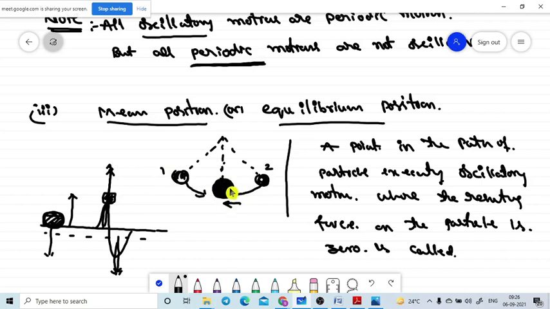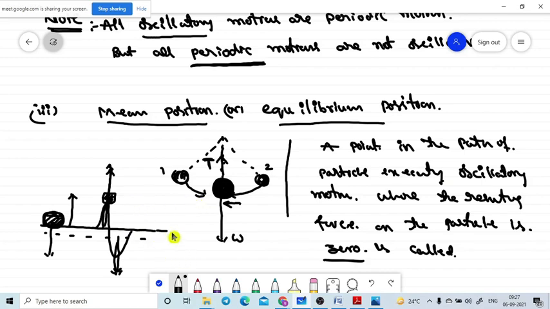So the external force is zero, the resulting force is zero. How can we see that this resulting force is zero? The downward force acting is the weight of the body, and the upward tension is acting in the string. Both are balanced. That's why the body is at the equilibrium position, that is, the body is at the mean position. This position is named the mean position. So, a point in the path of a particle executing oscillatory motion where the resulting force on the particle is zero is named the mean position.